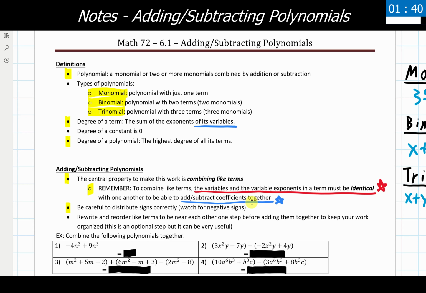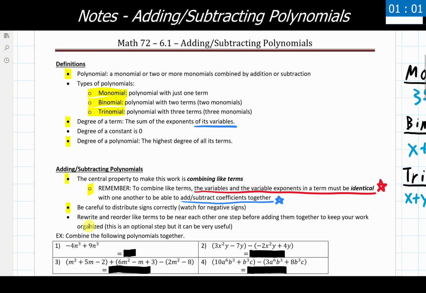We absolutely never, ever change exponents when we are adding or subtracting polynomials. It is only the coefficients that will be changing in this process. One other thing that I think is worth noting here, because this is what gets a lot of people in trouble, make sure that we are being very careful with distributing signs correctly. Negative signs in particular are big culprits that show up and make these problems much more difficult than they need to be if we are not correctly writing out and organizing our work and applying negative signs properly.